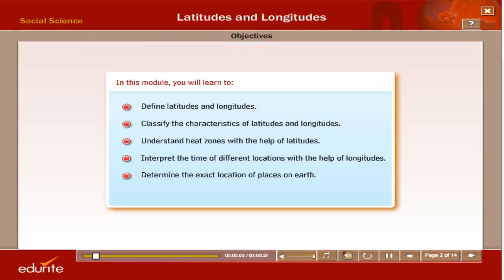Objectives. In this module, you will learn to define latitudes and longitudes, classify the characteristics of latitudes and longitudes, understand heat zones with the help of latitudes, interpret the time of different locations with the help of longitudes, determine the exact locations of places on Earth.